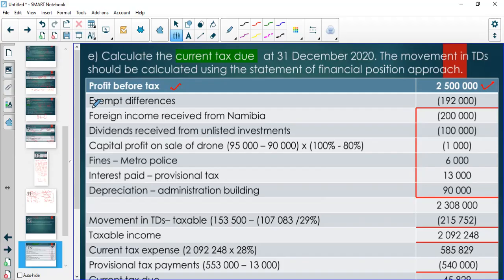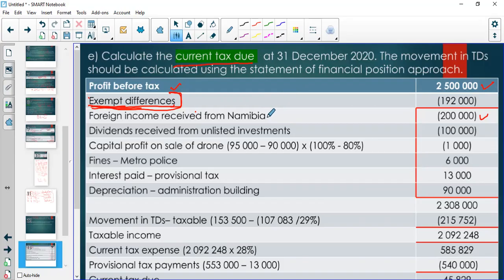So the first focus is the exempt differences. These exempt differences refer to items included in the profit or loss in the income statement, but for tax purposes, we need to remove them. So those are the exempt differences. The foreign income, we're going to remove it because it was added. We have to reverse the effect. So all income items are going to be deducted, and all expenses are going to be added back. That is to say, all exempt income items and all exempt expenses have to be reversed because they should not be included for the purposes of calculating taxation. But for our accounting, they should be there. But for now, we need to calculate the current tax due, so we need to do those adjustments.